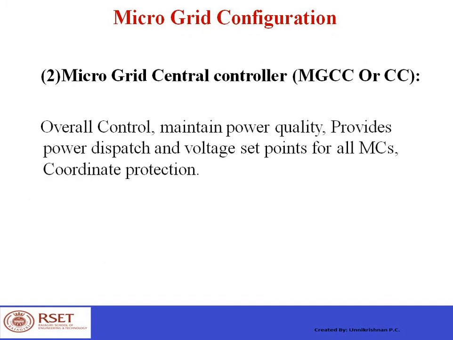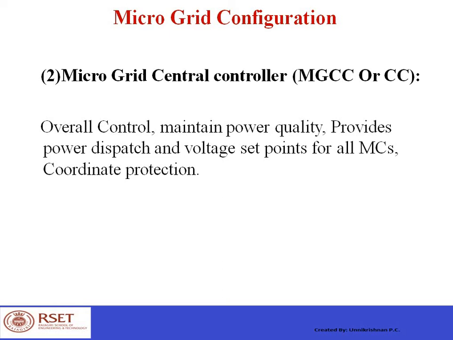Secondly, coming to the central controller, it is also called the microgrid central controller. Its role is overall control. So it has to give instructions to each and every MC, or micro source controller, maintaining power quality. It provides power dispatch and voltage set points for all micro source controllers.